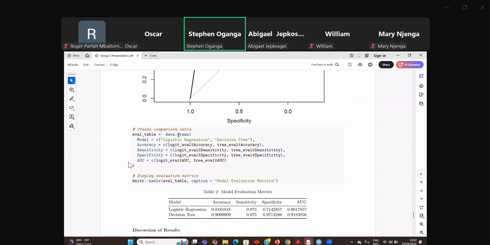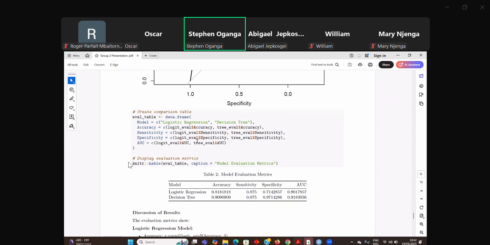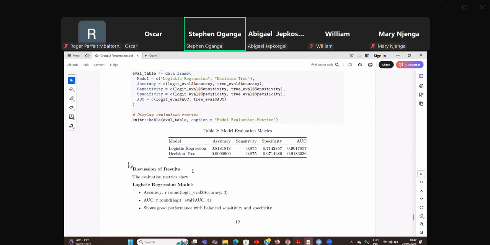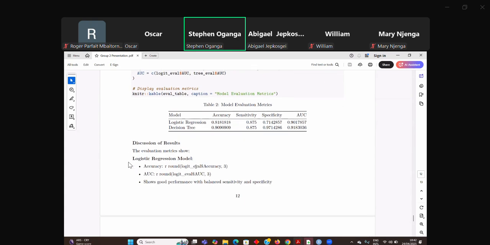These are the comparison. We had to create a comparison table. So these were the two models that we came up with. For accuracy, these were the results. For sensitivity, these were the results. For specificity, here are the results, and for the AUC. And we had to discuss the results.